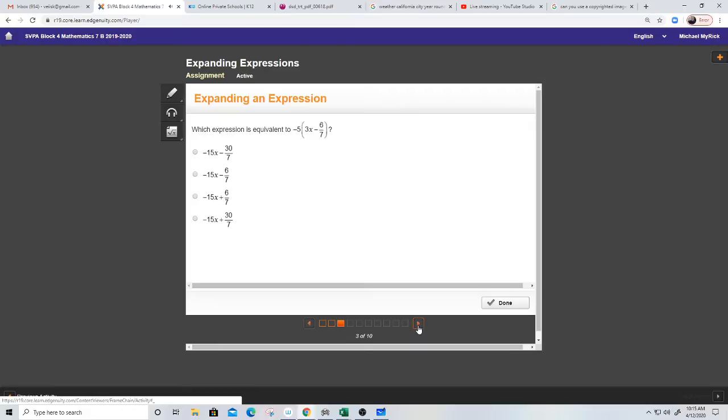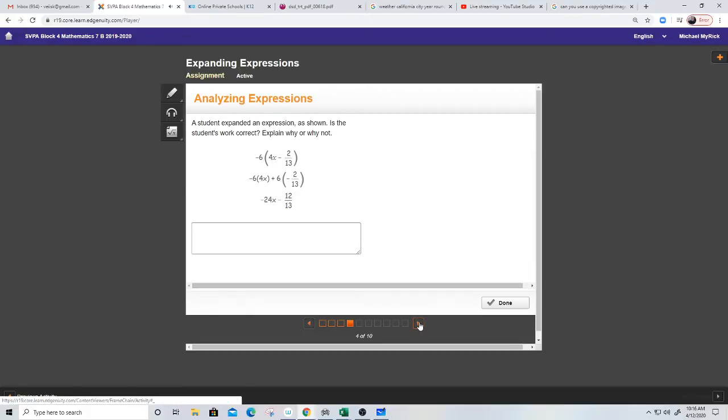Use the distributive property to find an equivalent expression. Just like last time, what's negative 5 times a positive 3x? We know we're going to have a negative 15x. And then what's a negative times a negative? It's a positive, so it has to be one of these two. And then a negative 5 times a negative 6 is a positive 30 over 7. So that's the one.